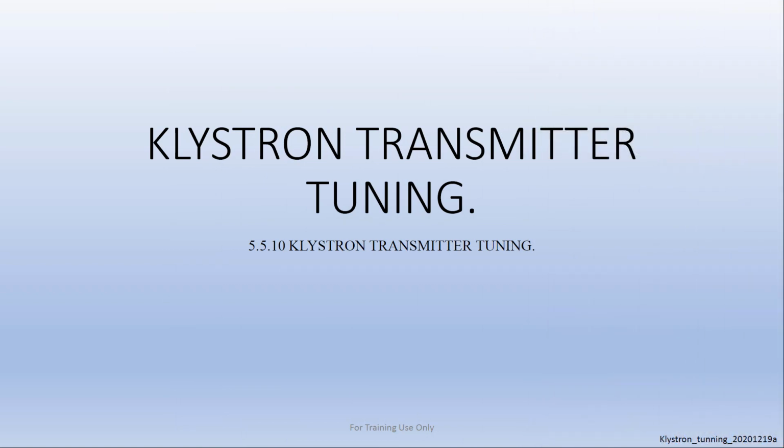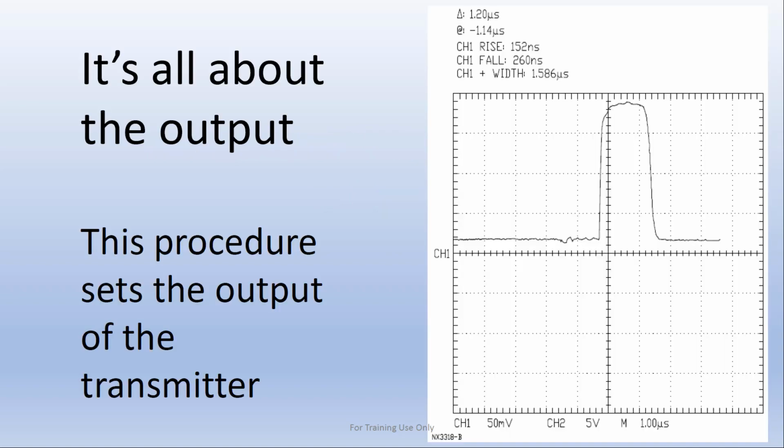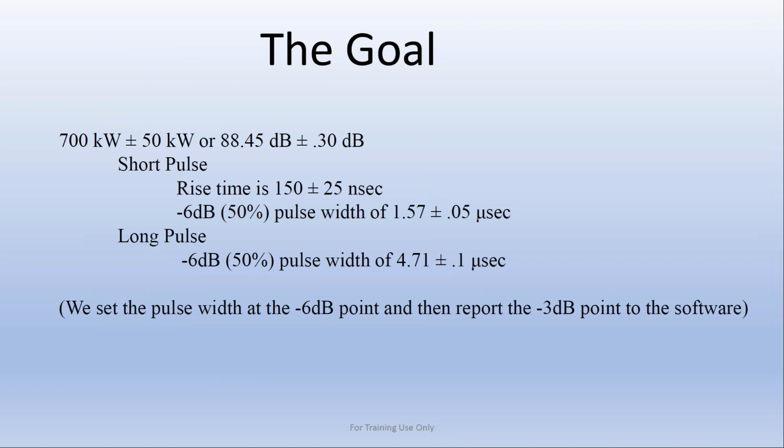Klystron transmitter tuning. In this procedure, we're going to cover how to tune the Klystron per paragraph 5.5.10 of the 6-511. It's all about the output. This procedure is going to set the output pulse that comes out of our transmitter. The goal is a 700,000 watt pulse. In short pulse, the rise time will be targeted at 150 nanoseconds. The 6 dB pulse width will be around 1.57 microseconds, and the long pulse width will be about 4.71 microseconds.